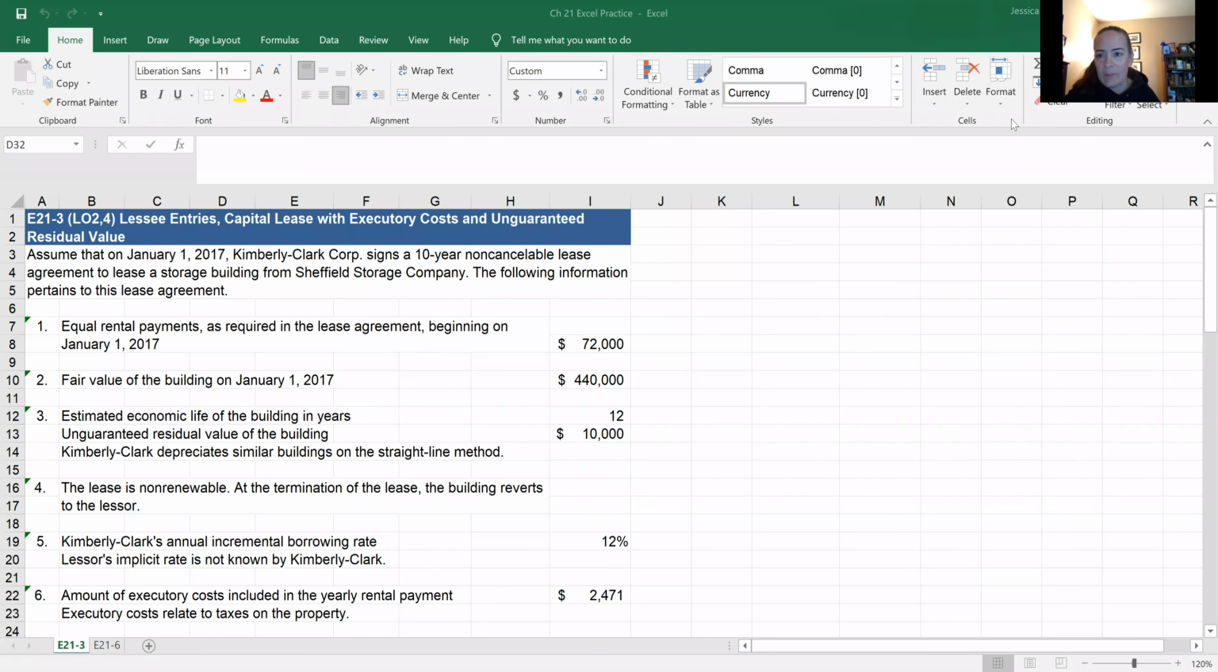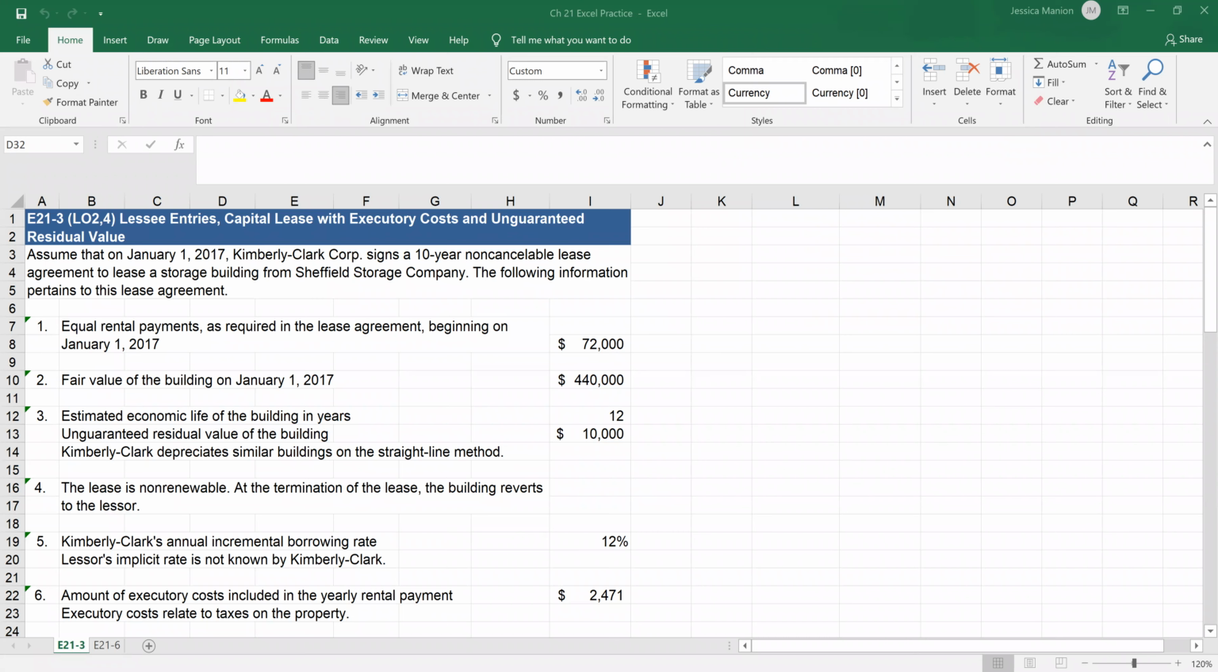As you can see, I've got a couple picked out here. The first one, exercise 21-3. This is one of your homework exercises as well, but it was a good one to use for practice. Assume that on January 1st, 2017, Kimberly Clark Corporation signs a 10-year non-cancelable lease agreement to lease a storage building from Sheffield Storage Company. The following information pertains to this lease agreement.